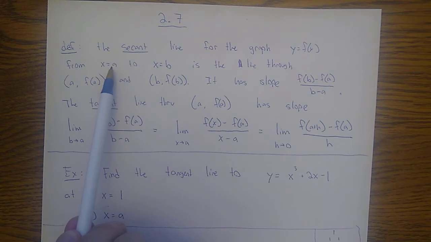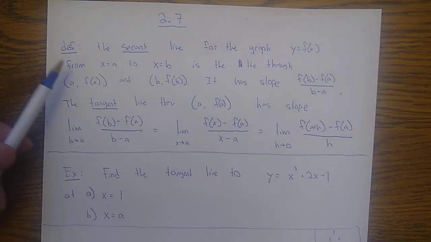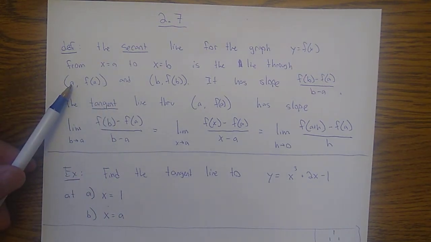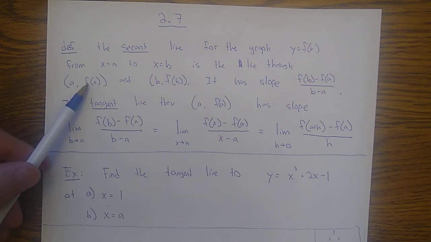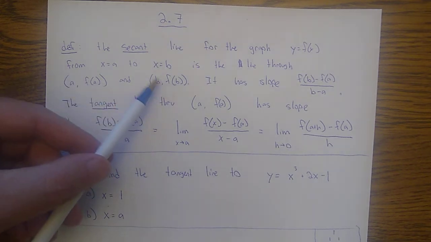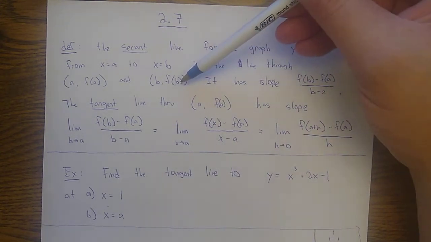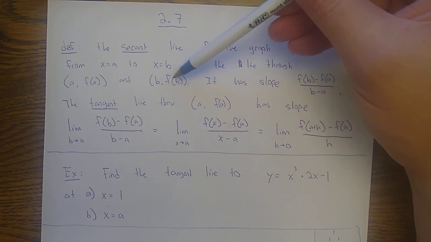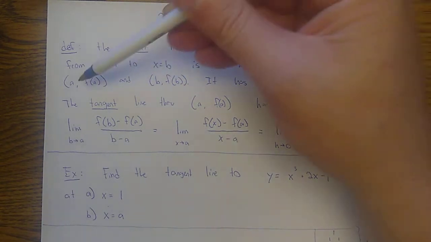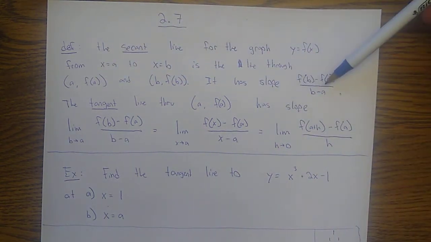And of course the point corresponding to x equals a would have an x coordinate of a and a y coordinate of f of a, and then for b it would be this. And so the slope of a secant line, I can just find the slope the normal way. I do rise over run, so I'd subtract the y coordinates and subtract the x coordinates like that. So that's the slope of the secant line.